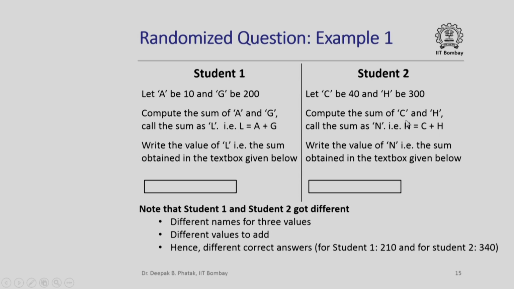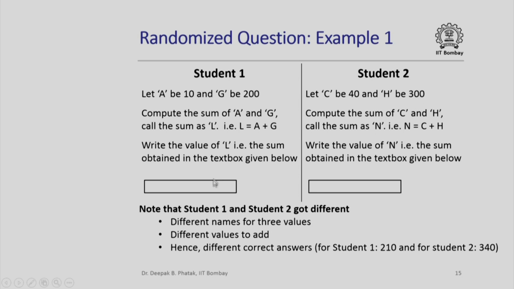Compute the sum of C and H, call the sum N such that N is equal to C plus H, and write the value of N, that is the sum obtained, in the text box given below. So, notice what will happen if we are able to do this kind of randomization. Different names will appear for all the three values. Here they were A, G and L, here they are C, H and N. Different values will be associated with the first two names, here 10 and 200, here 40 and 300.